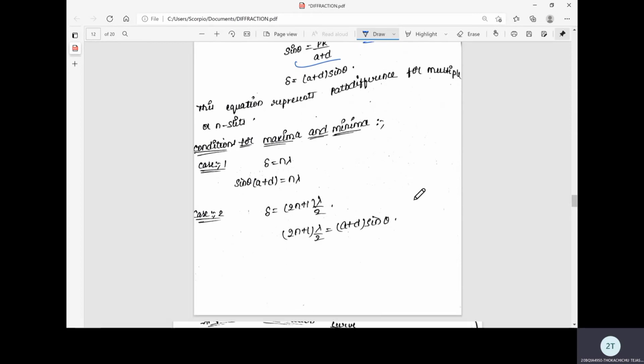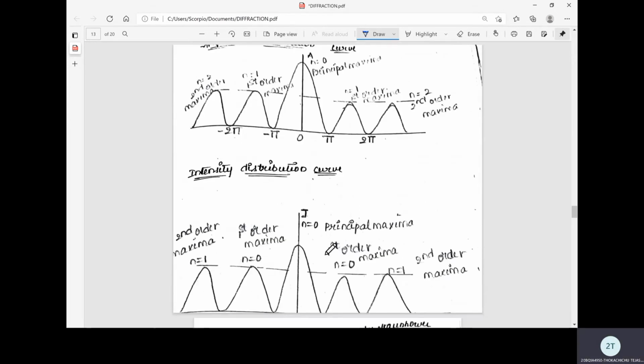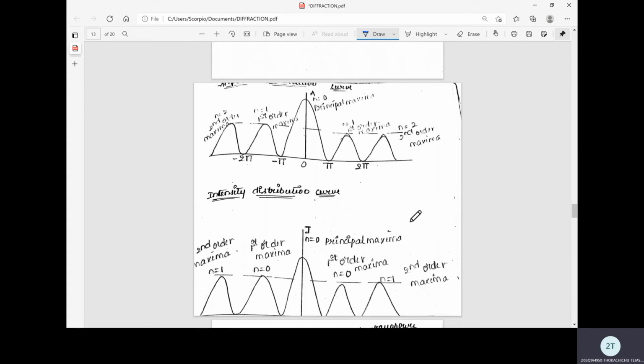Now the conditions for maxima and minima. We know that for maxima the path difference equals n lambda, so A plus T into sine theta equals n lambda. In case 2, for minima, the path difference A plus T sine theta equals 2n plus 1 into lambda by 2.